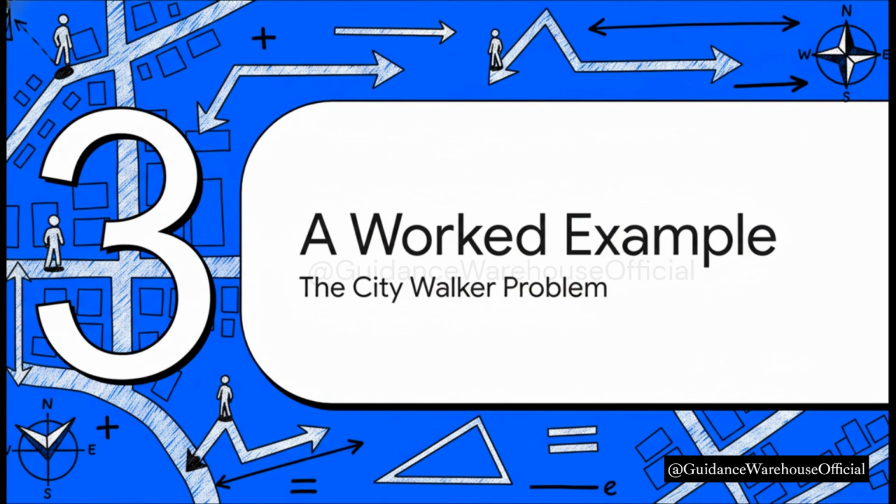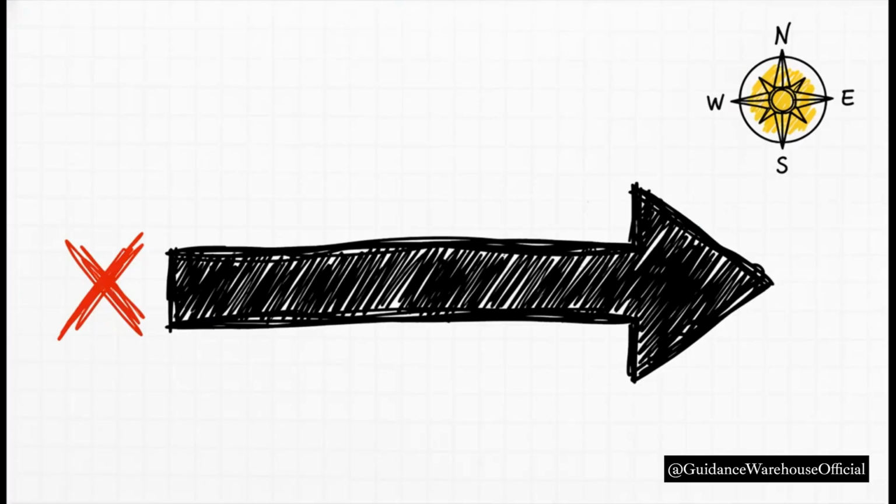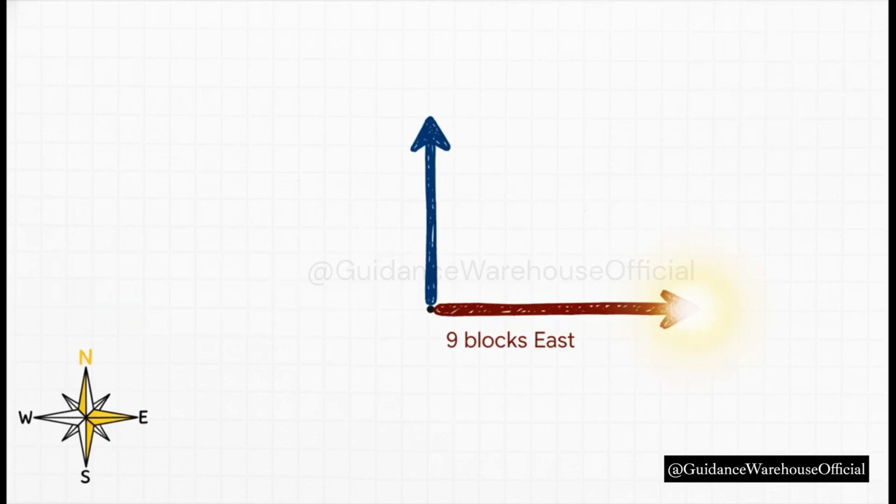Theory is one thing, but let's make this real. Let's go back to our city walker problem and actually build the solution step by step. Okay, first things first. We draw our first displacement vector. It's just an arrow that represents our journey of 9 blocks to the east. A simple, straight line. Now here comes the key move. We apply the head-to-tail rule. We take the tail of our second vector, the 5 blocks north one, and we plant it right on the head of that first vector. See how they connect? It's like one continuous path.